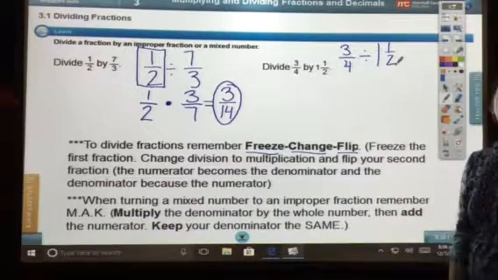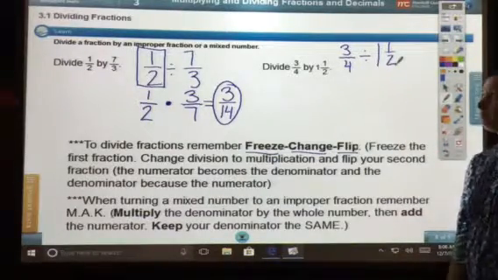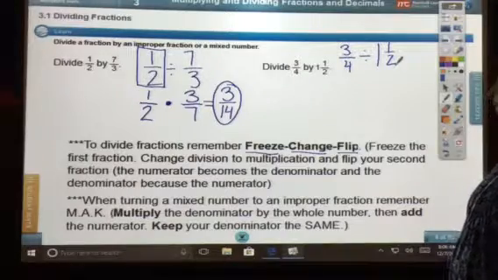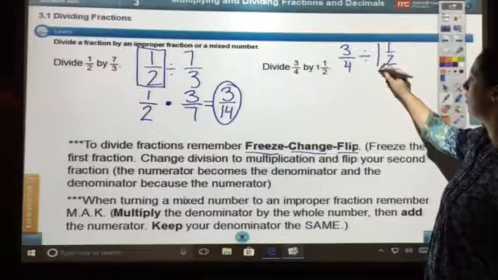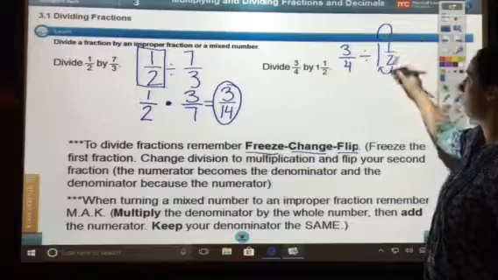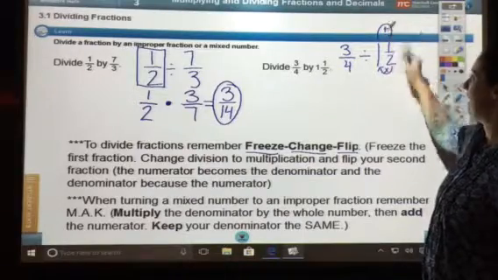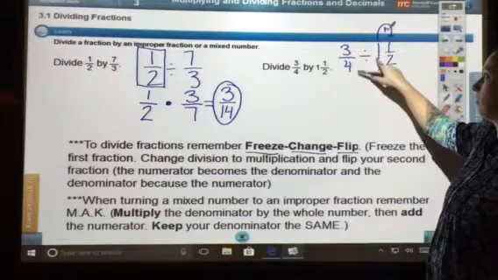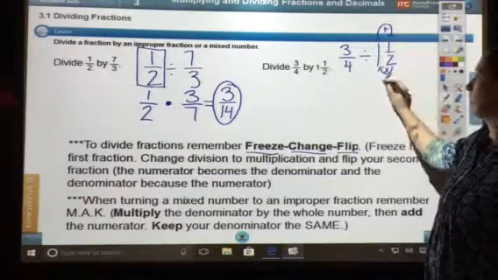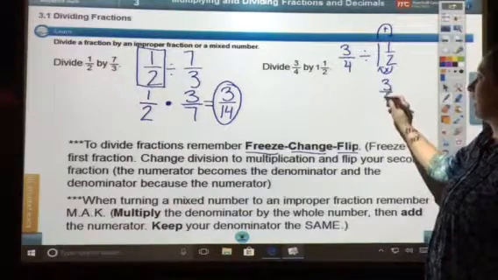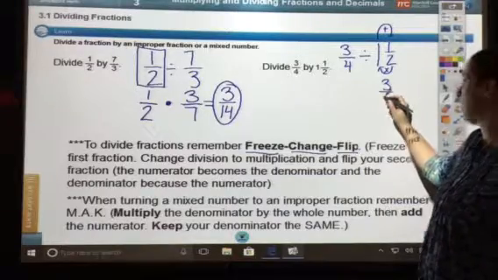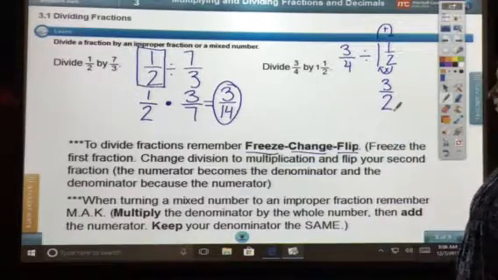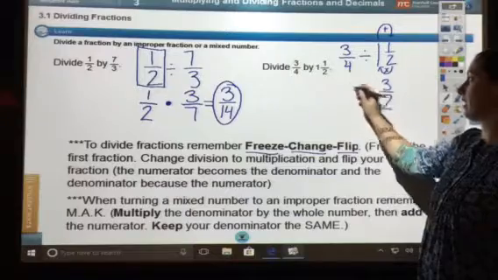The problem with 1 1/2 is you can't divide a mixed number. So I need to MAC, is what we call it. We multiply and then add. So we multiply the denominator times the whole number. 2 times 1 is 2. Then we add our numerator and we get 3. And the K stands for keep. We keep our denominator. And I'm going to bring everything else down.